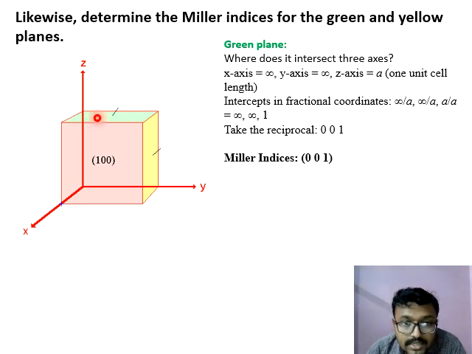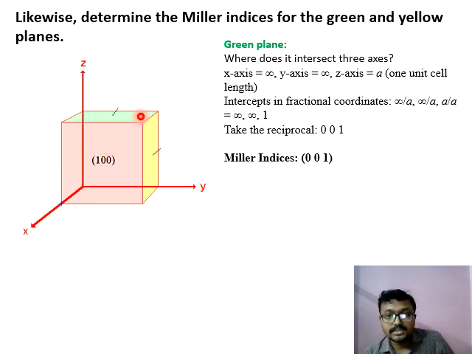Now for this green plane, let's say it intercepts the x-axis, right? It is parallel to the x-axis, so it cuts the x-axis at infinity distance. It is parallel to the y-axis also, so it will cut the y-axis at infinity distance. It cuts the z-axis at unit distance a, right? So what will be the reciprocal? The reciprocals will be 1 by infinity, 1 by infinity, and 1 by 1, so 0, 0, 1. So the Miller indices will be 0, 0, 1 for this plane.